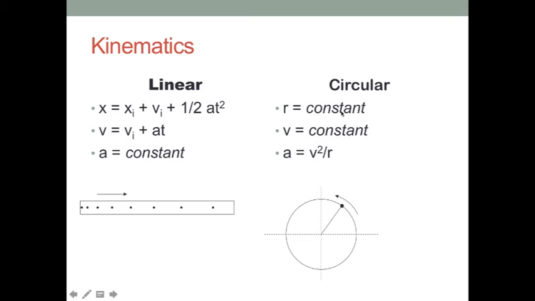Here we've assumed we're moving in a circle, so r is constant. We've assumed that we're moving at a constant velocity, and we have now calculated what the acceleration is. So we have to, when we do a kinematics problem, ask ourselves, what kind of motion are we describing? Are we describing linear motion or circular motion? And use the correct kinematics equations.